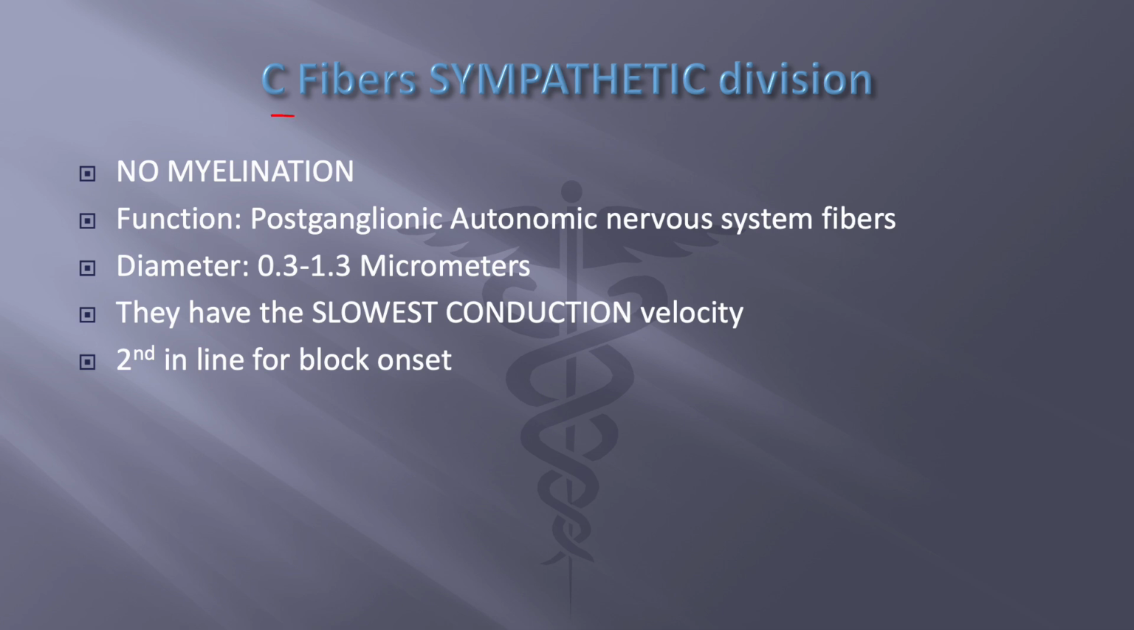All right, C fibers. So the sympathetic division. They have no myelination. Their function is the postganglionic autonomic nervous system fibers. They're 0.3 to 1.3 micrometers. They have the slowest conduction velocity. They're second in line, okay, for block onset. So we have our B fibers, C fibers, and if we just break it down into these two, we know that they're all A fibers, okay?